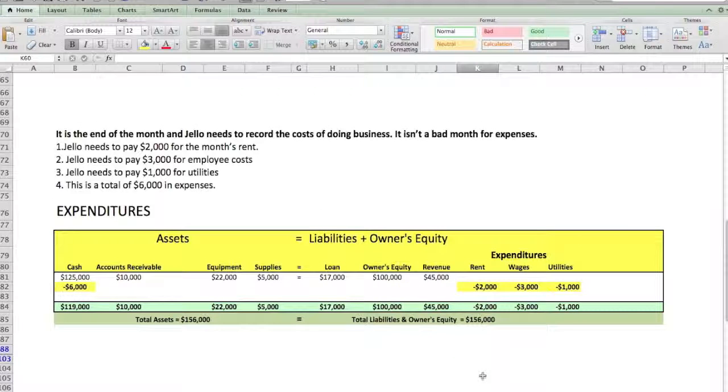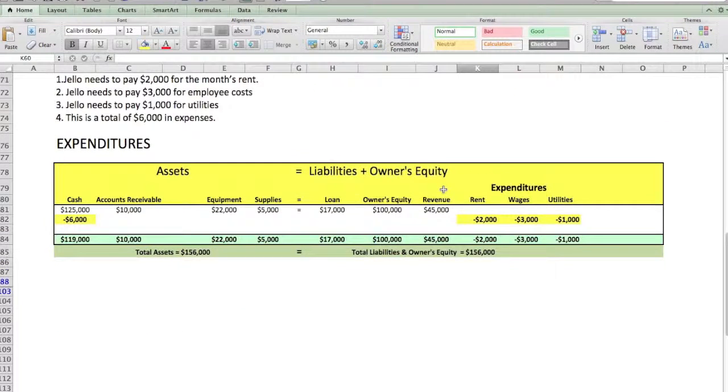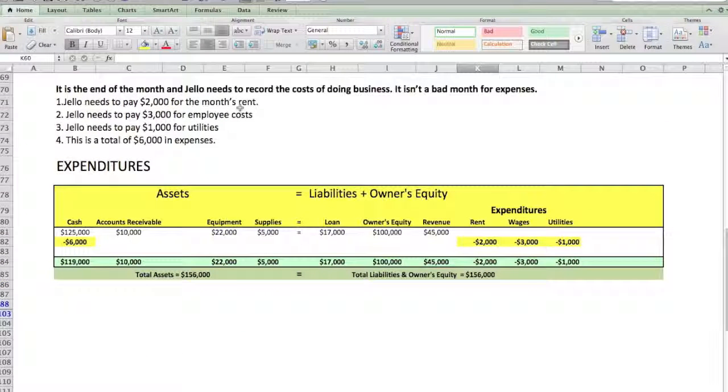All right, guys, we're going to talk about a second transaction now. Today, expenditures. Expenses are the opposite of revenues. Examples of expenses include payments to suppliers, employee wages, factory leases, and depreciation. Once again, thank you, Investopedia.com, for that definition. If you look at the total, Jello needs to pay $2,000 for that month's rent, not bad rent, $3,000 for employee wages, and $1,000 for utilities.